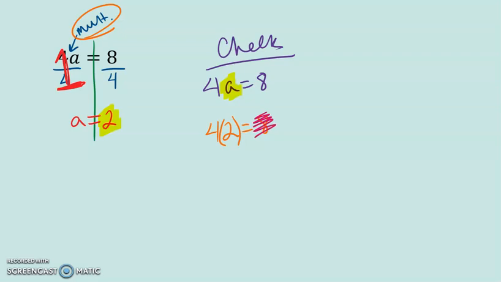Remember, I don't care what this side equals right now. I need to do the actual math first to make sure that it balances out. 4 times 2 gives me 8. So I have 8 equals, now I can bring that side back, 8. 8 does in fact equal 8. So a equals 2 is my final answer.